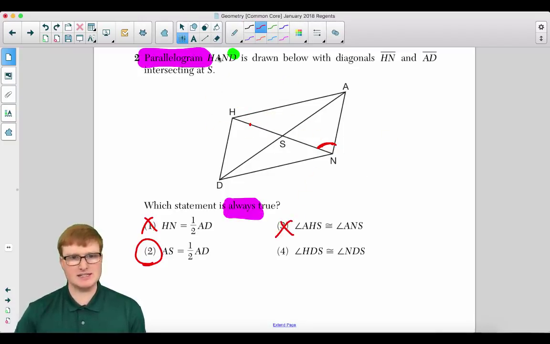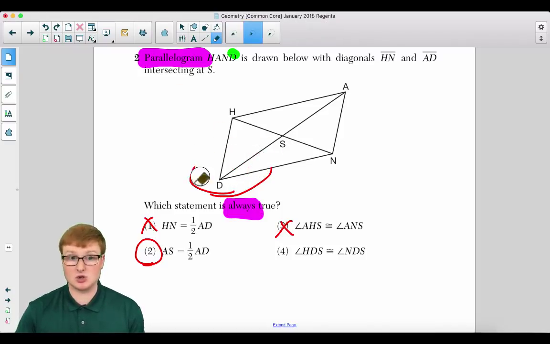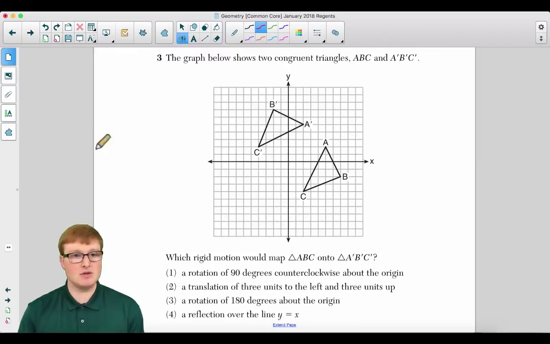And choice 4 is saying that the measure of angle HDS is congruent to NDS. Again, not necessarily true. A diagonal of a parallelogram does not bisect one of its vertex angles. That's a property of a rhombus and a square. So your answer for this one is going to be choice 2. Moving on to number 3.